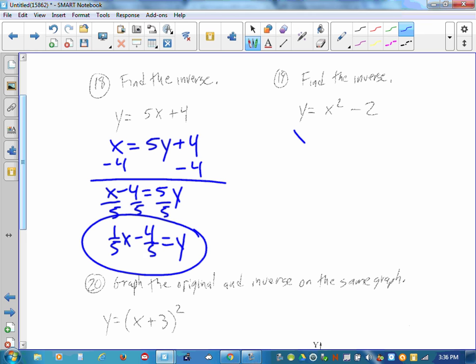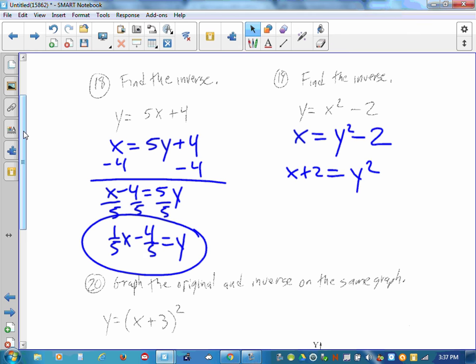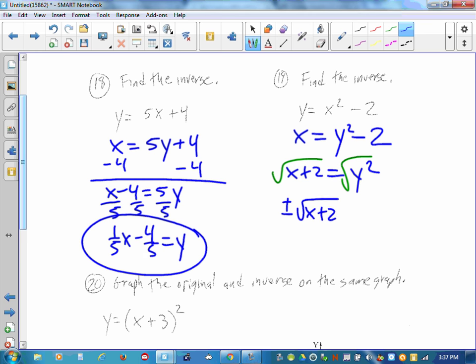Okay, switch x and y, solve for y. So I'm going to add the 2 over, so I get x plus 2 is equal to y squared. And then I take the square root of each side. Now when you square root something that's squared, that yields the plus minus business. So we get plus or minus radical x plus 2 equals y. So the original function had something to do with subtracting and squaring, and you can see the inverse makes sense because it has something to do with addition and square rooting, which are the 2 opposite ideas.